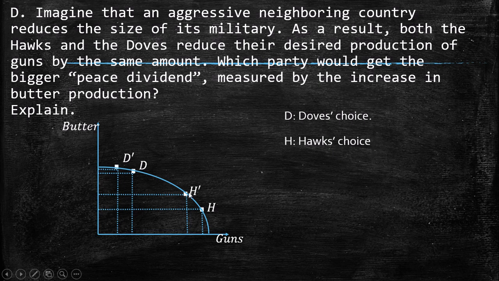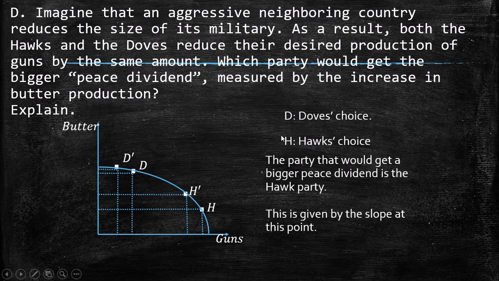Why? Because of the opportunity cost. In this case, the opportunity cost of guns is small compared with butter. But in this other case, the opportunity cost of guns is so high for a little bit of butter. So I can interpret this slope as the opportunity cost. Where the slope is steeper, the opportunity cost expressed in guns is less. And where the slope is kind of flat, kind of zero, the opportunity cost of guns is so high. So the party that gets a bigger peace dividend is the Hawk party. This is given by the slope at this point, as I said before.